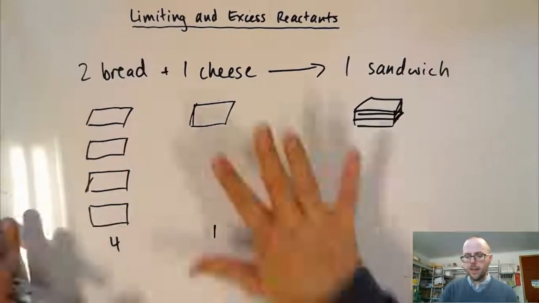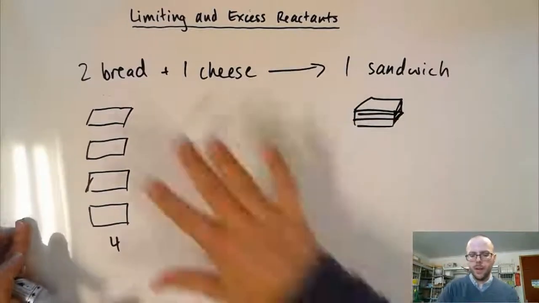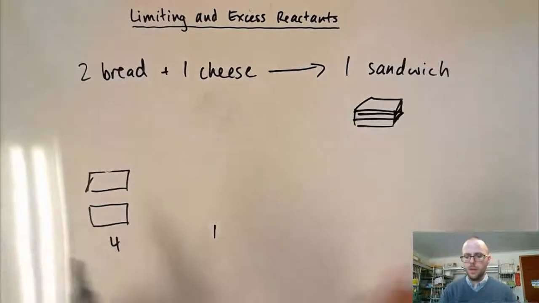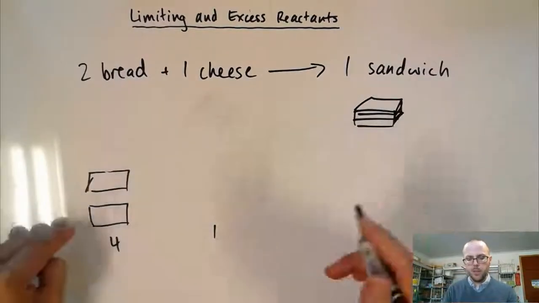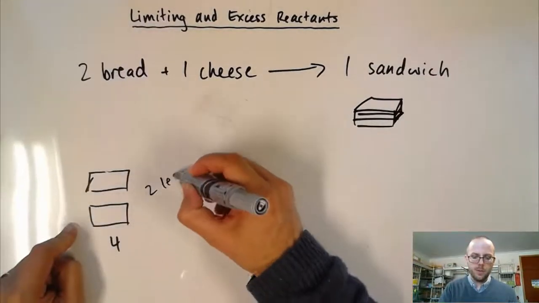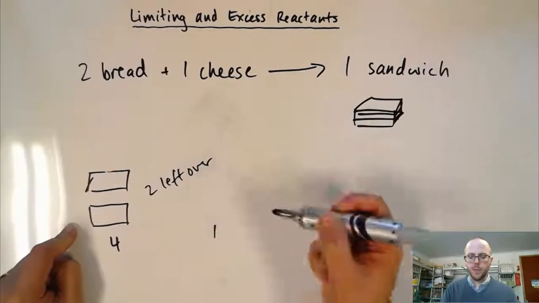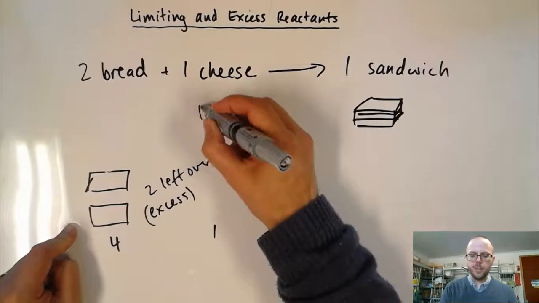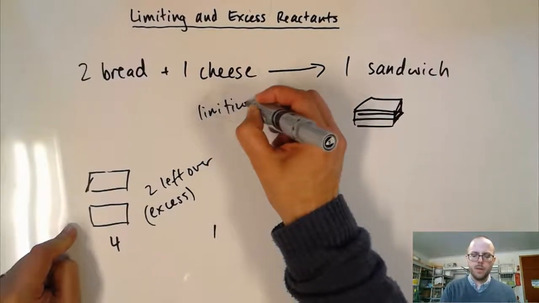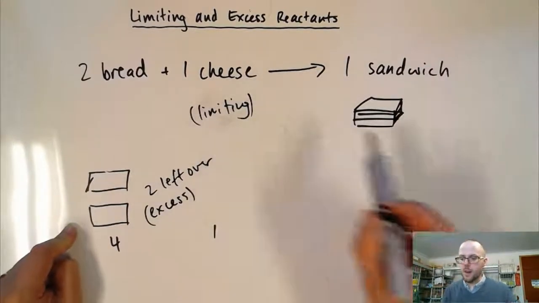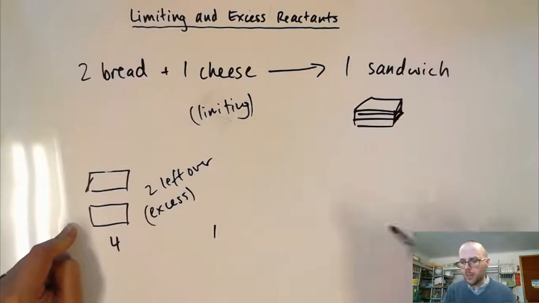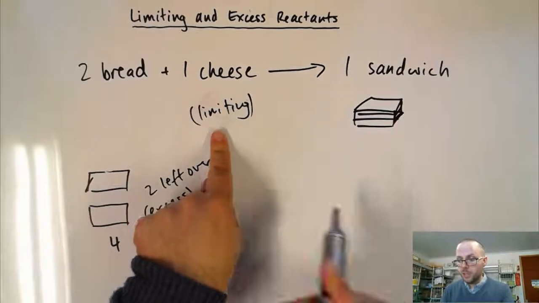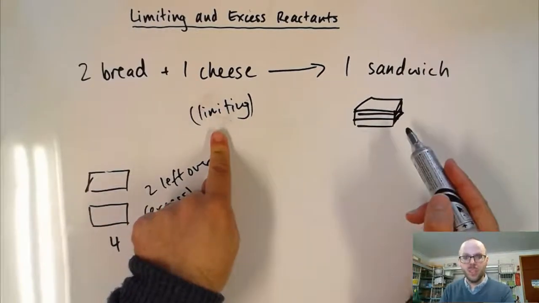Okay, so it's like I've taken this and I've taken these 2. They've gone in to make the sandwich, so I have 2 left over. So in this situation, this is now excess, my cheese was limiting, and then I could use this and predict how many sandwiches I can make. I could look at it straight up and say, okay, I've got 1 piece of cheese, I need 1 piece of cheese for every 1 sandwich, so therefore I can only make 1 sandwich.